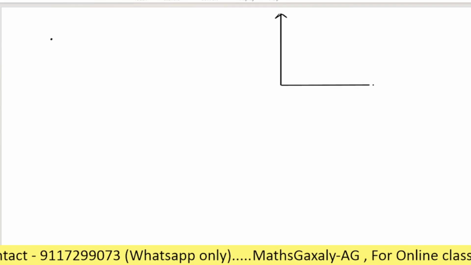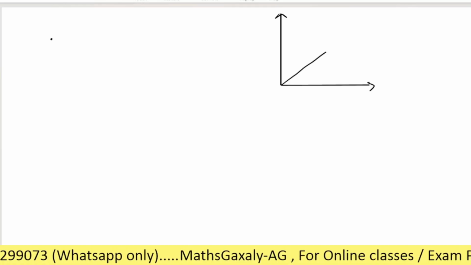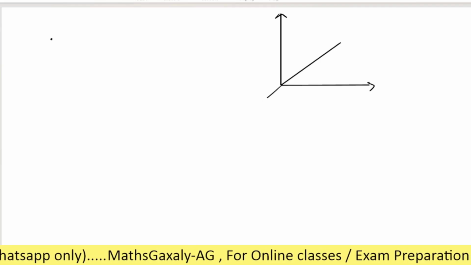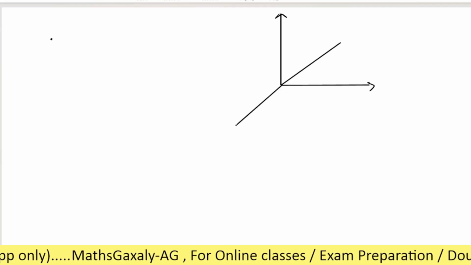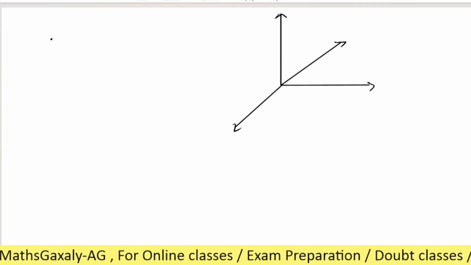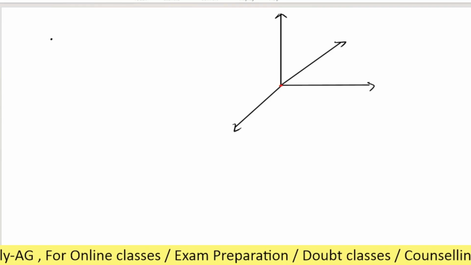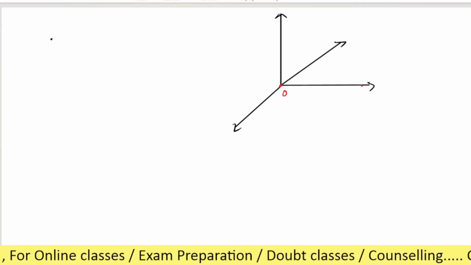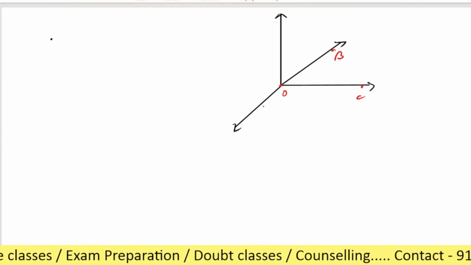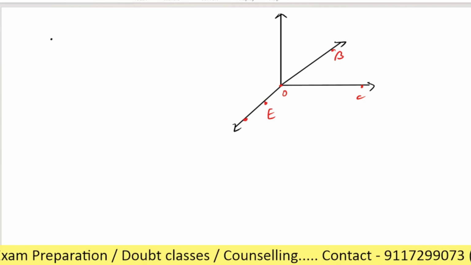It is like this, right? There is a line like this. Now as you can see, this is the point O. Here it's C, here it's B, here it's E, and here it's D.